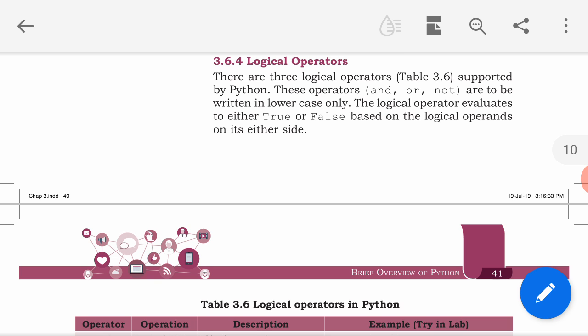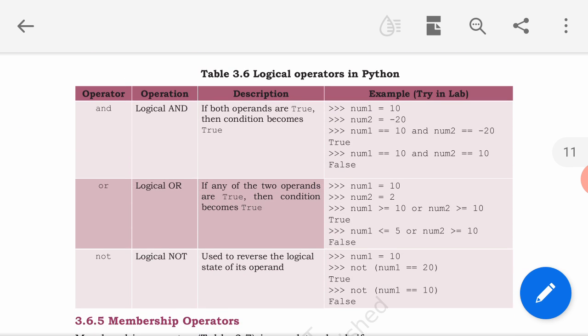There are three logical operators available in Python: and, or, and not. These operators are written in lowercase only, meaning you cannot write them in uppercase or proper case. If you write them in uppercase, they will not be considered logical operators. A logical operator gives either the value true or false depending upon the operands on each side. So let us discuss the logical operators one by one.